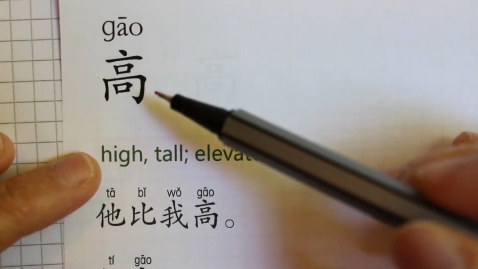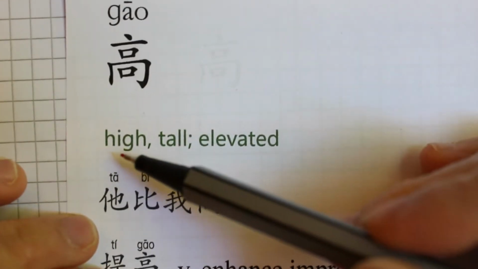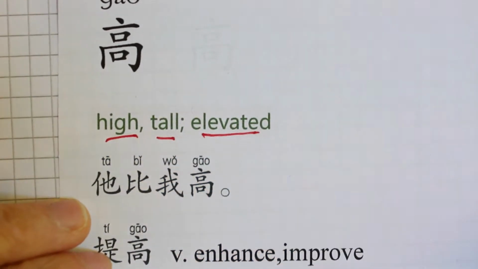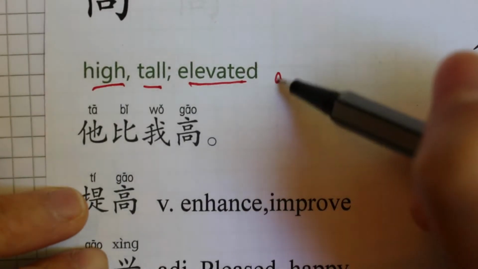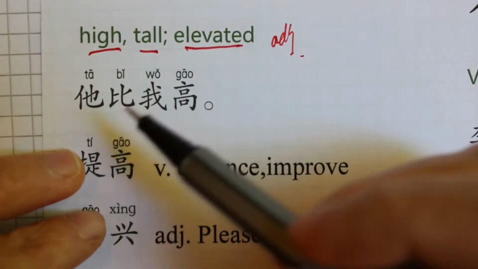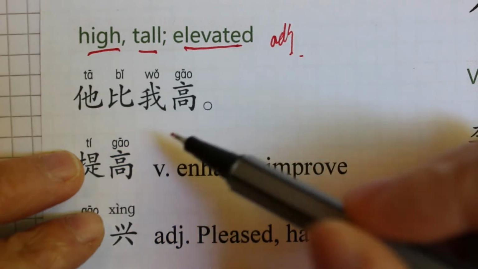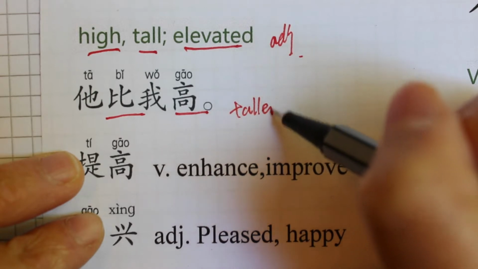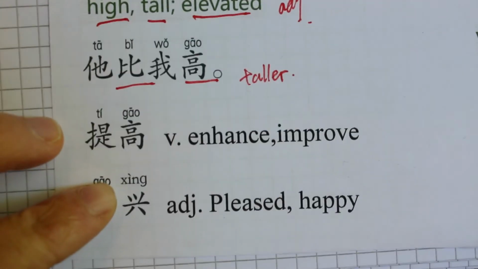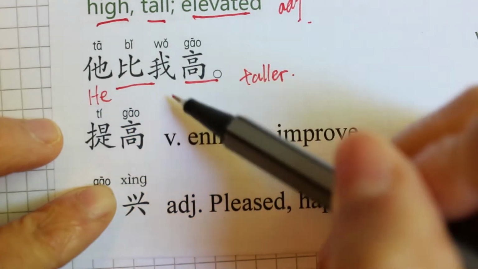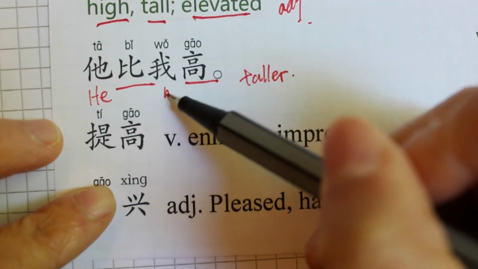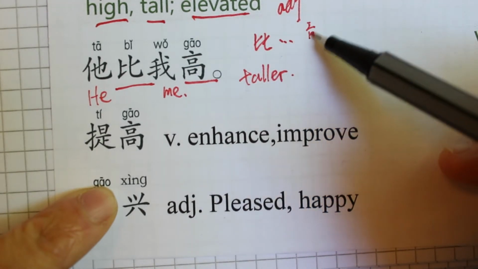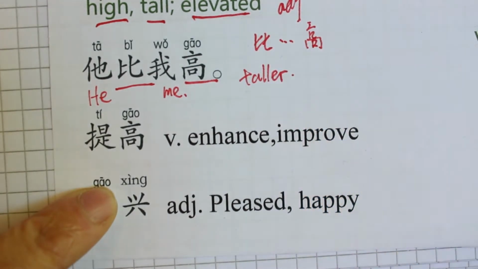The first one today is 高, and it means high, tall, and elevate. You can use it as an adjective. So the first one, 他比我高, 比什么什么高 means taller. You compare with others. 他比我高 means he is taller than me. 我 here means me. So 比什么什么高 means taller than.